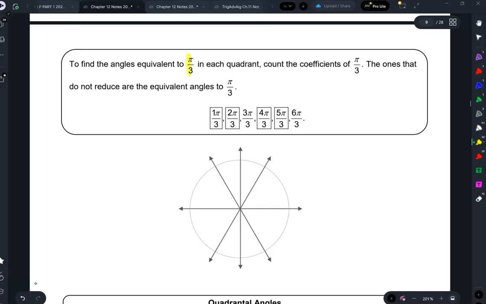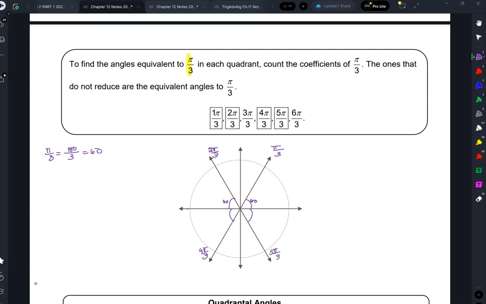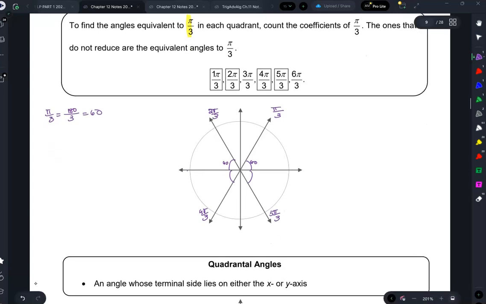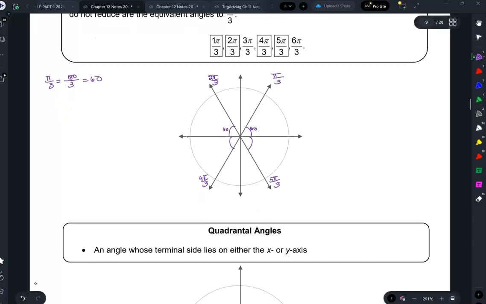So let's do pi over 3. Pi over 3 is equivalent to 180 degrees over 3, which is 60. So each of these angles is 60 degrees away from the x-axis. If this is pi over 3: 1 pi over 3, 2 pi over 3 doesn't reduce, 3 pi over 3 does reduce, 4 pi over 3, 5 pi over 3. And if you go one more, 6 pi over 3, that's 2 pi. We just completed a circle. So these are all of the different special angles around the circle.